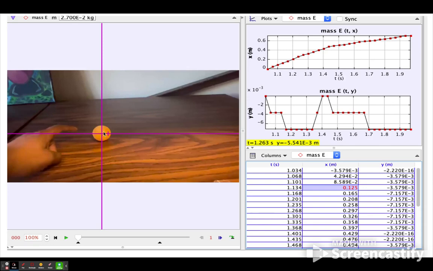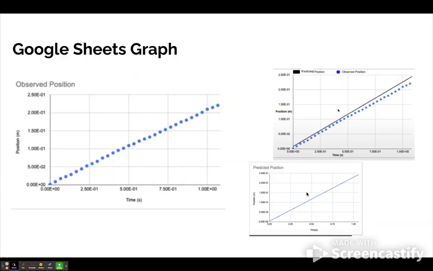So this is an example of the Tracker software that I used. Here's the video of the ping pong ball, and I manually had to mark the ping pong ball moving, which is basically why it's a linear line, because it was moving at a constant velocity. There are other factors affecting this, which I will talk about later. And here's the data that was generated from the motion of the ping pong ball.